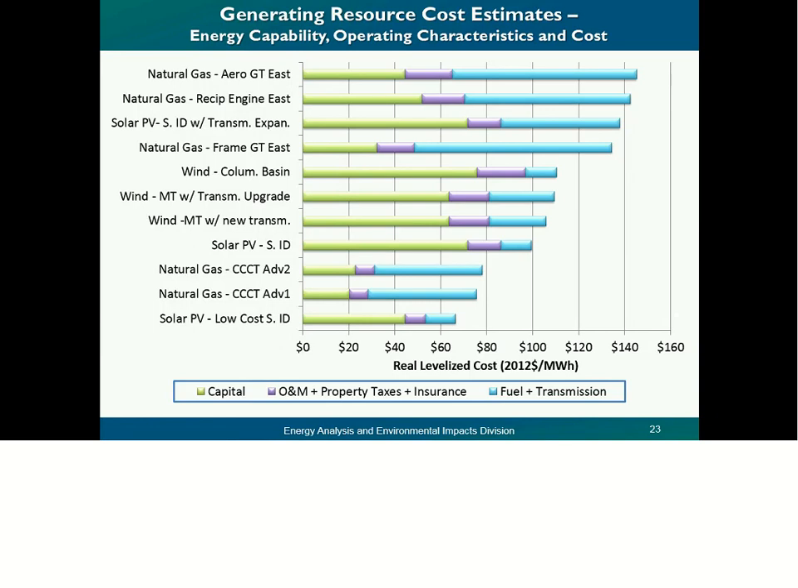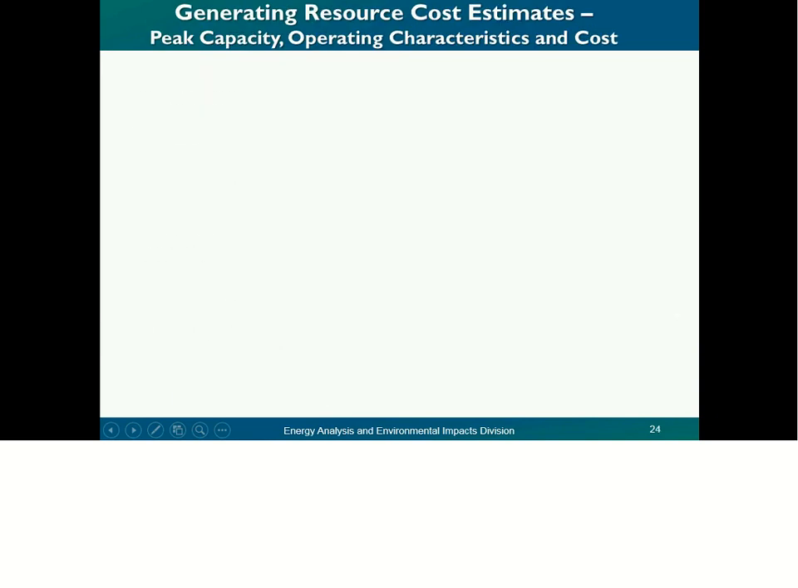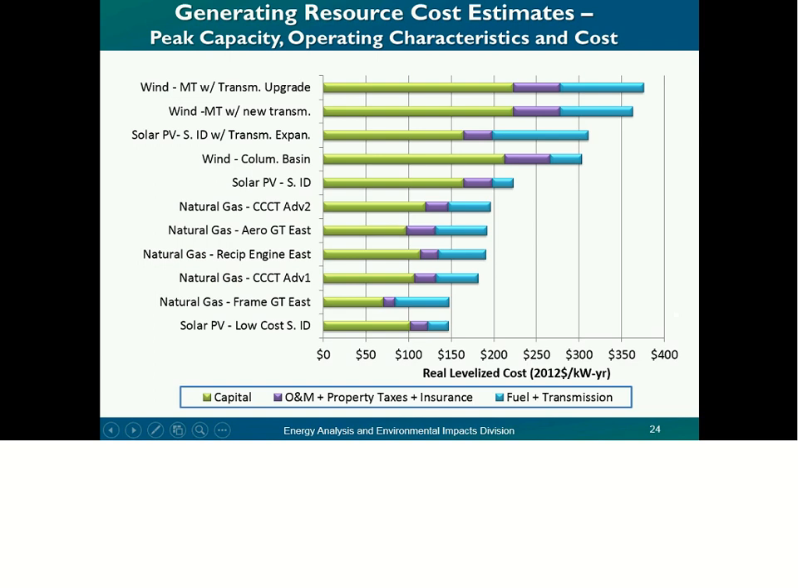Generating resources, this is peaking capacity. Just another look at the same kinds of things. Show transparency in the capacity of those, show transparency in the components of their cost.